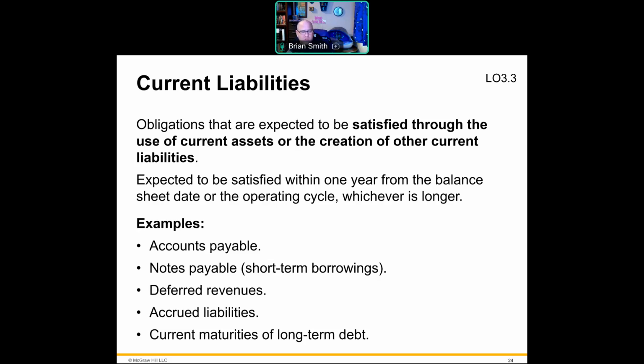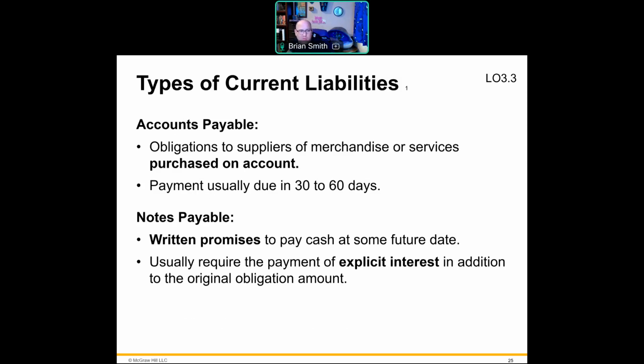Current liabilities, again, are the stuff we're going to be using or having to pay off within a 12-month period, a 1 year, or the operating cycle, whichever is longer. You've got your examples here, and we're going to go through each one of them. Accounts payable is basically stuff you owe to your merchants, your suppliers. Notes payable is stuff that you're usually going to owe the bank, with some interest involved there.